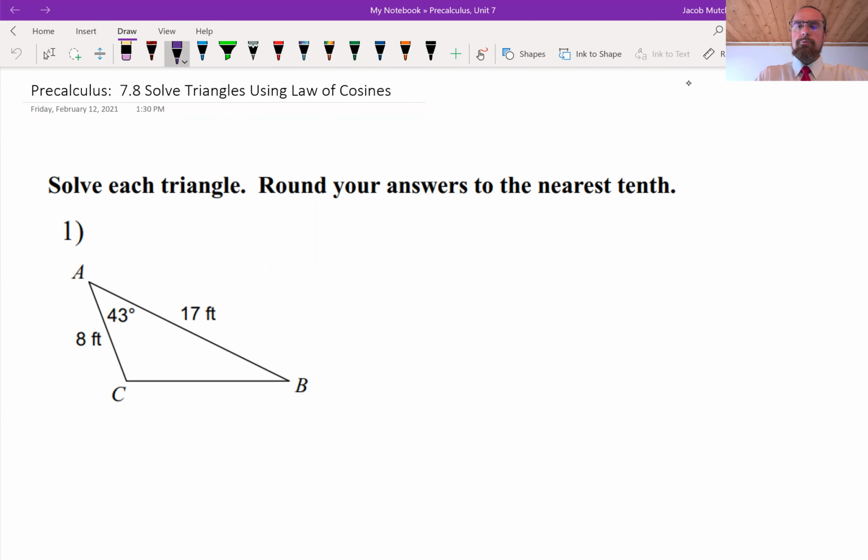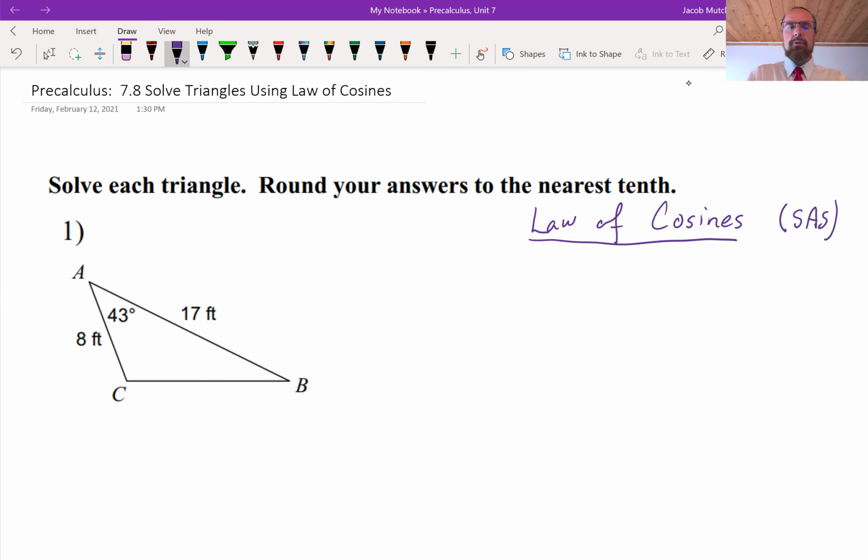So let's list the three different ways that we see for the law of cosines. These three that we're going to see are good for this arrangement where I have a side, an angle, and a side, and that angle falls between the two sides. So I'll just write SAS there for side, angle, side.